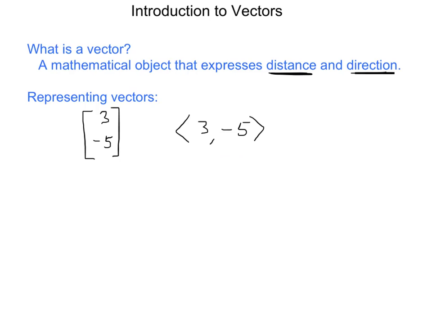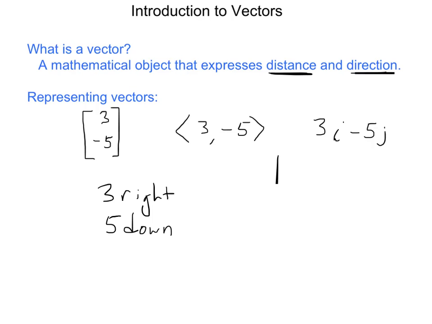One other way is using the ijk notation, where you'll put 3i minus 5j. And if there was a z-coordinate, if there had been a 1 here and a 1 at the end, then you'd have plus 1k at the end. So we have column vector form, angle bracket form, and this is sometimes called unit vector form. All different ways of representing vectors. All three of these are the same vector, and all three of them represent this concept of going 3 to the right and 5 down.